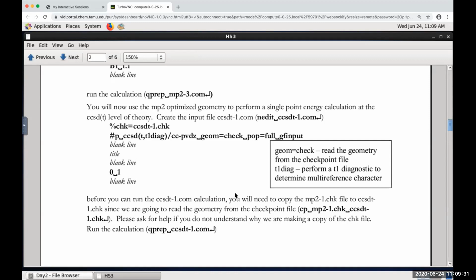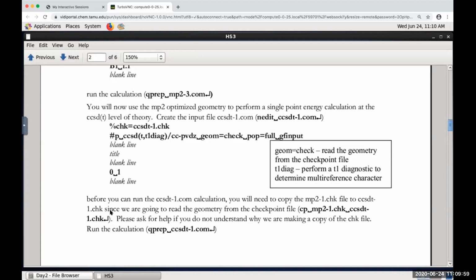Okay, so you need to make a copy of your checkpoint file. The reason we're making a copy of the checkpoint file from the MP2 calculation, which I have listed here, is because we're going to read the geometry in from the checkpoint file. So this MP2-1 checkpoint file has the geometry optimized at the MP2 level of theory in it. We copy it to the CCSD(T)-1, and then we add in this geom=check keyword. So it goes and reads it from the checkpoint file.